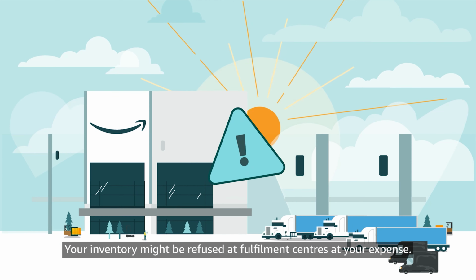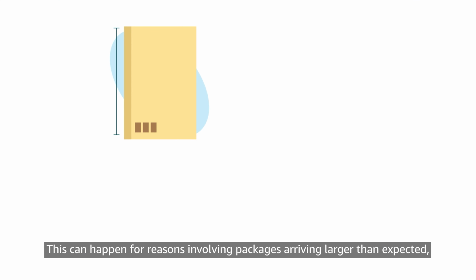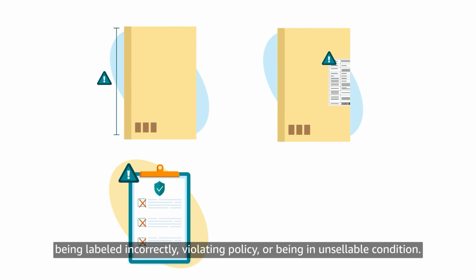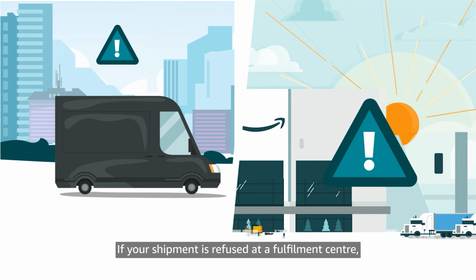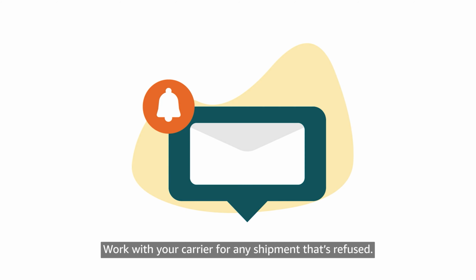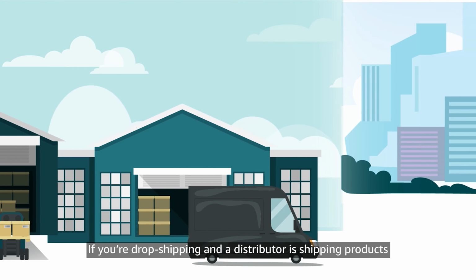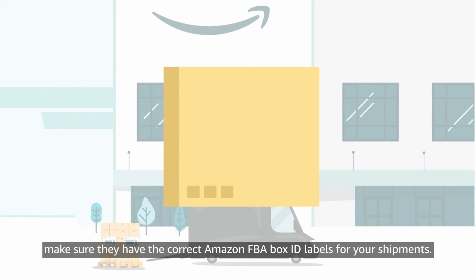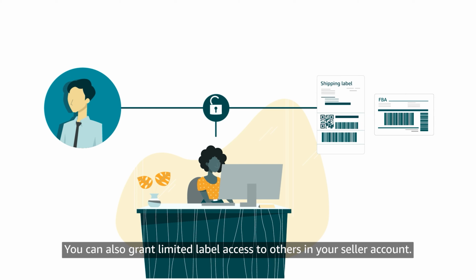Your inventory might be refused at fulfillment centers at your expense. This can happen for reasons involving packages arriving larger than expected, being labeled incorrectly, violating policy, or being in unsellable condition. If your shipment is refused at a fulfillment center, your carrier will be informed. Work with your carrier for any shipment that's refused. If you're drop shipping and a distributor is shipping products directly to a fulfillment center, make sure they have the correct Amazon FBA box ID labels for your shipments. You can also grant limited labels access to others in your seller account.